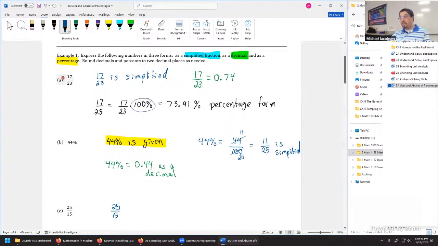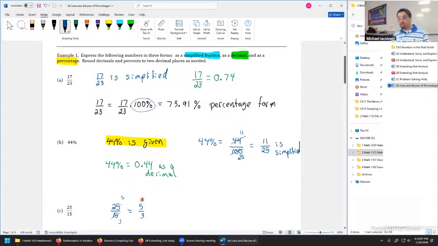This time, as opposed to part A, it's not simplified, so we take one additional step. We can divide by 5 numerator and denominator. So this would give us 5/3 altogether. 5 would go in there 5 times, and down in there 3 times. And now we have an interesting fraction. I mean, it feels different than 17/23, right? This is more than 1.